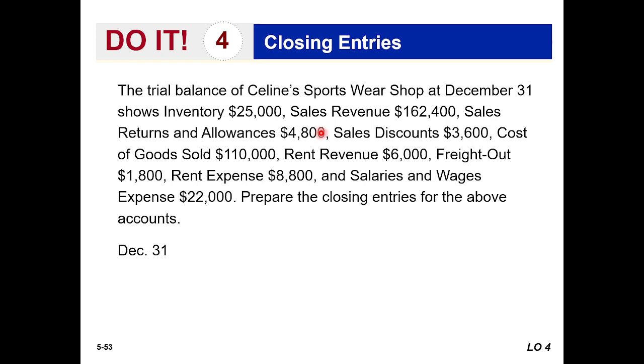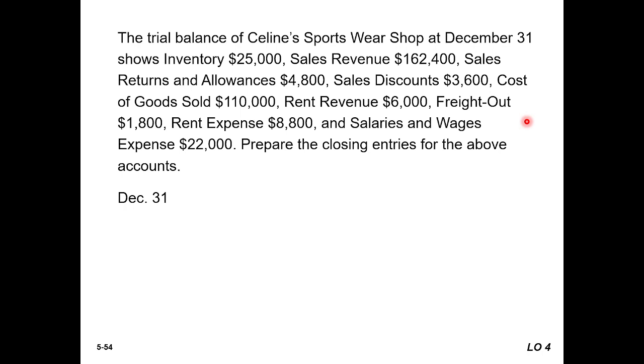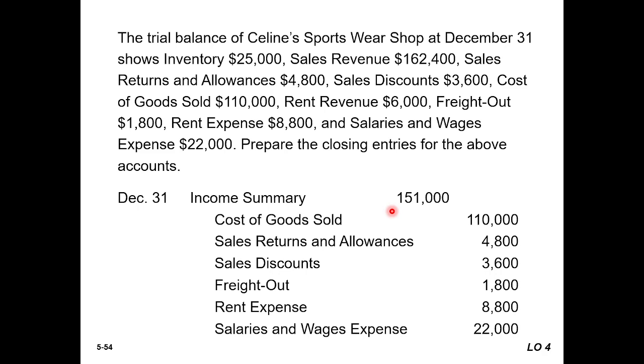So here we have revenues, sales revenue and rent revenue. In our general sense we treat revenue as a credit, but here it would be debited: sales revenue and rent revenue, and income summary would be credited. Another one is expenses. Here we have a lot of expenses: sales discounts, sales returns and allowances, cost of goods sold, freight out, rent expense, salaries and wages expense, all will be credited here. Cost of goods sold and this one, all are credit here. I think everybody is clear.